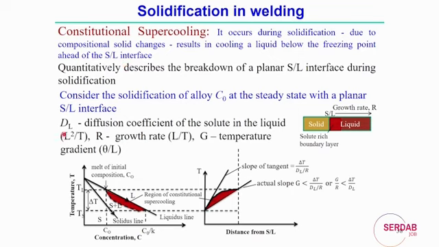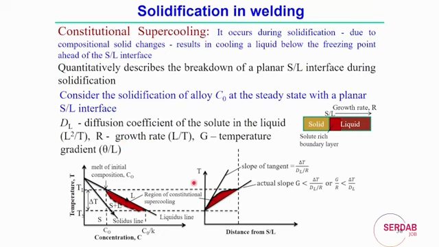That means this DL represents the diffusion coefficient. The unit of the diffusion coefficient is length squared per unit time. So mainly it represents the diffusibility of the solute in the liquid metal. Another parameter used to describe the solidification behavior specific to the alloy material is the growth rate.